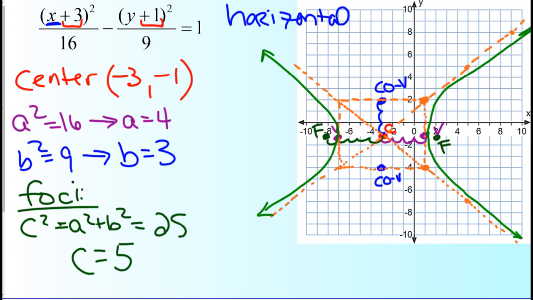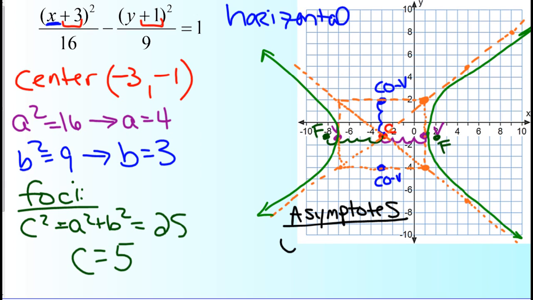Now, asymptotes. You can look on the front page of your notes, and there's that really complicated looking equation that says y minus k equals positive negative b over a times the quantity x minus h, or it's flipped if you're doing a vertical one. Here's really what's happening. You are going to take, for your asymptotes, I'm going to write it right here.